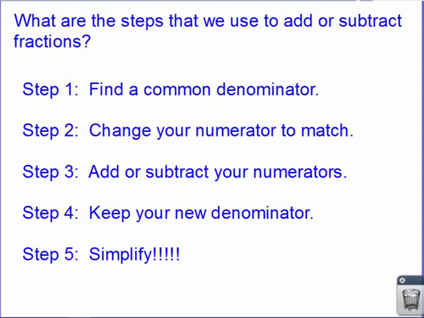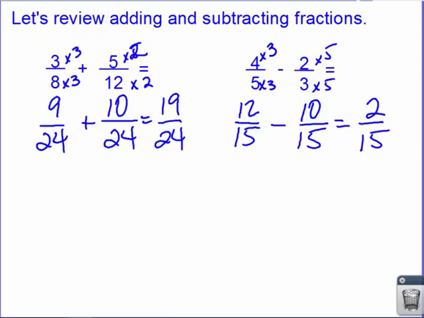And then the last step that we go through is we simplify. In these two questions, we really didn't have any simplifying that we needed to do. But if the top number and the bottom number had a common factor, then we would need to divide by those. Well, what would we do if we had a mixed number?